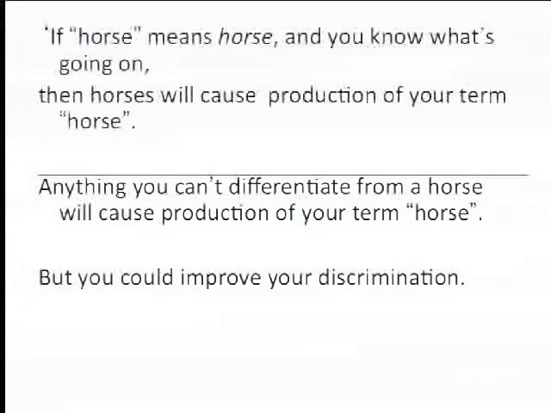And anything you can't differentiate from a horse will also cause production of your term horse. This is all that's happening here. You take the facts about meaning as basic, then you remark, given that someone knows these facts about meaning, given that someone understands the word, then there's going to be that causal connection between horses and their use of the word, and they're going to be taken in by lookalikes, but they can improve the discrimination against the lookalikes, so you get the asymmetric dependence. But that doesn't explain anything about how there comes to be such a thing as meaning in the first place.